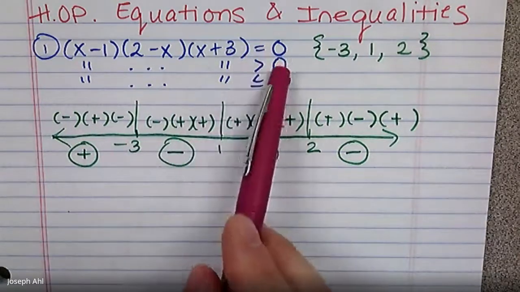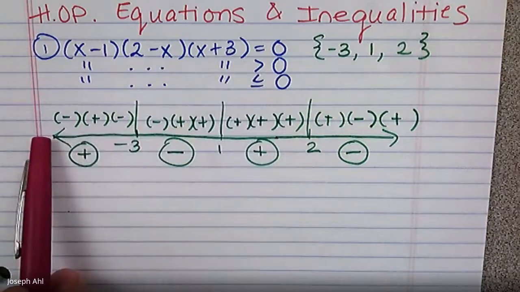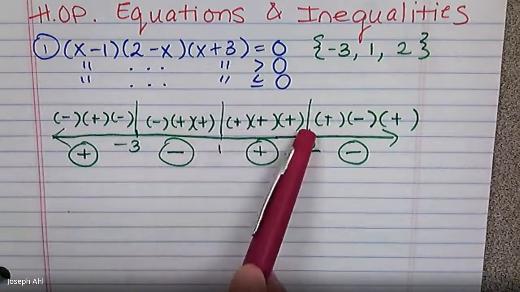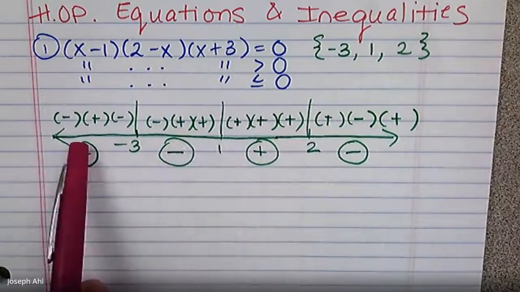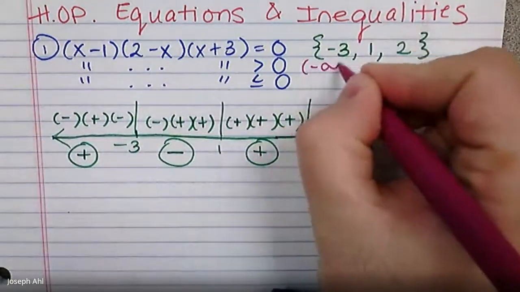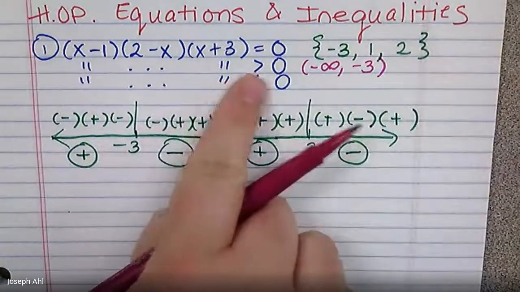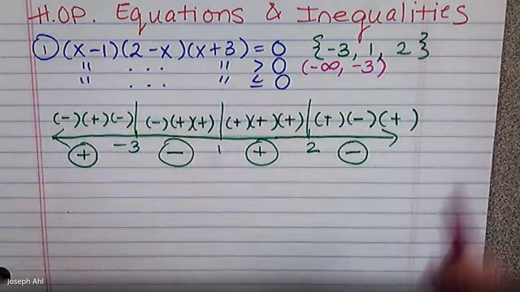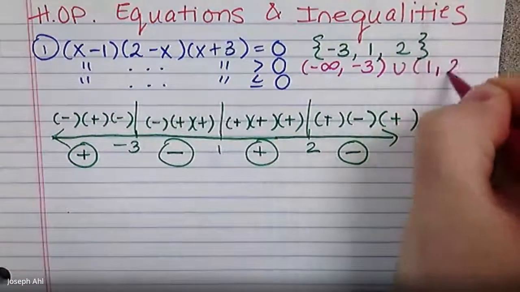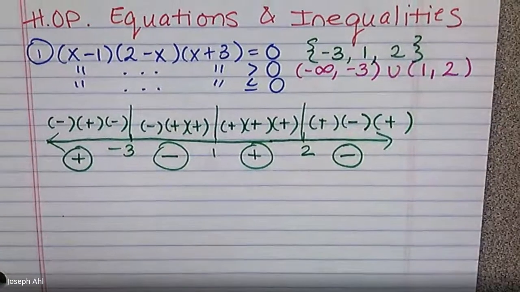So where is this greater than 0? Greater than 0, we know we're looking for positive, so that's to the left of negative 3. And it's also in between 1 and 2. So the way I'm going to write the solution to greater than 0 is negative infinity to negative 3. I'm going to use parentheses there because it's just greater than 0, not also equal. And then union 1 to 2. So that would be the solution to when this is greater than 0.